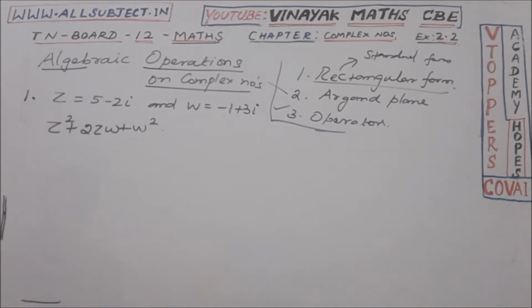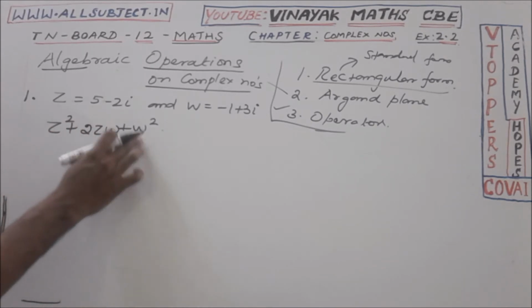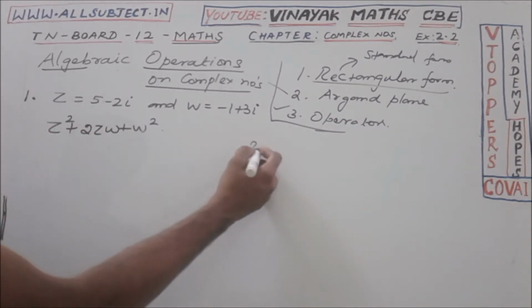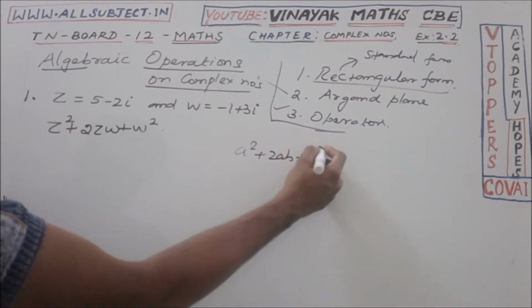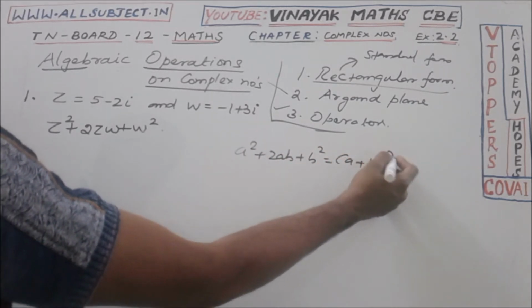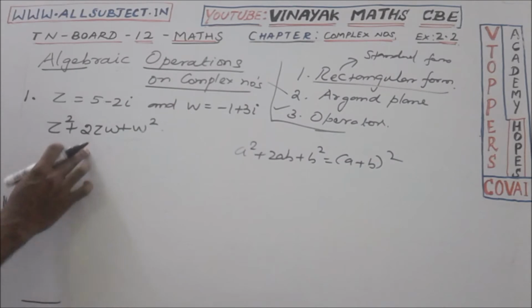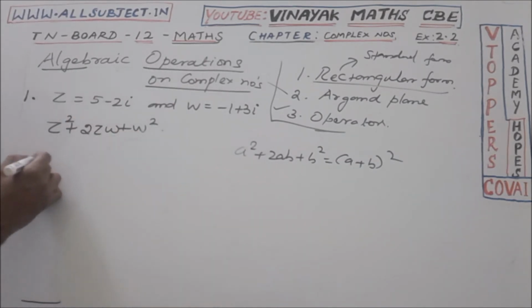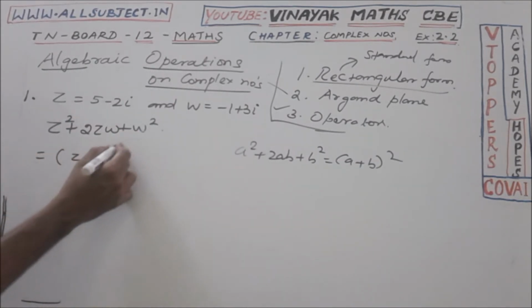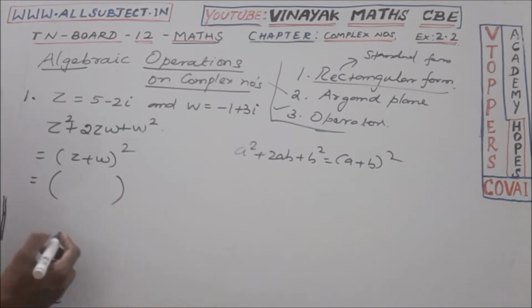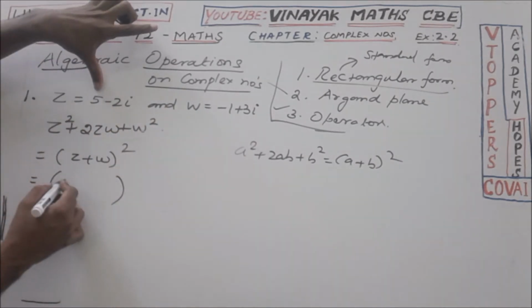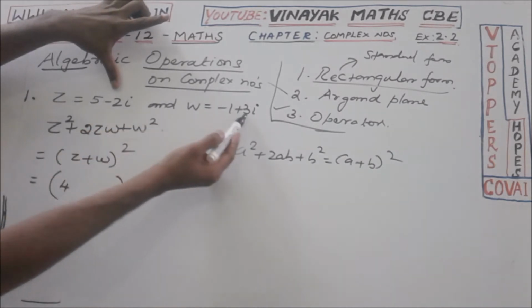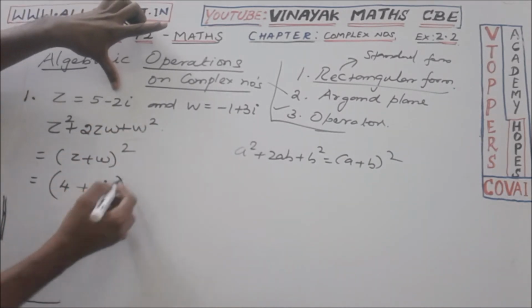Now subdivision number 5 in question number 1 of exercise 2.2. Find the value of z square plus 2zw plus w square. a square plus 2ab plus b square is equal to a plus b whole square. Look at the term here, z square plus 2zw plus w square. This will be equal to z plus w whole square. So add z and w. 5 minus 1 is 4, then minus 2i plus 3i is plus 1i, whole square.